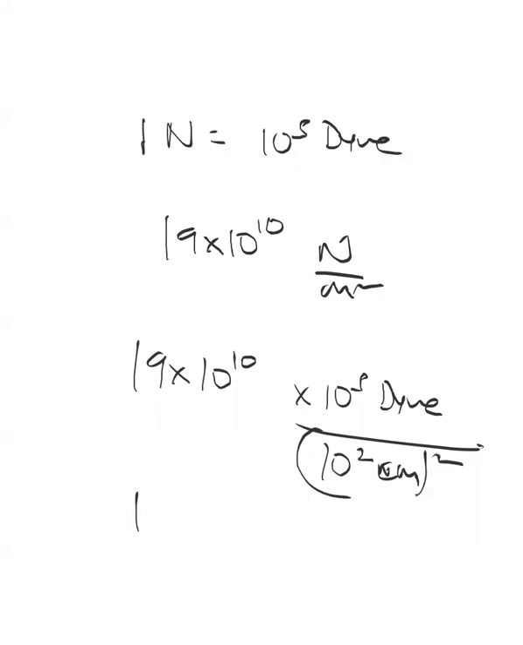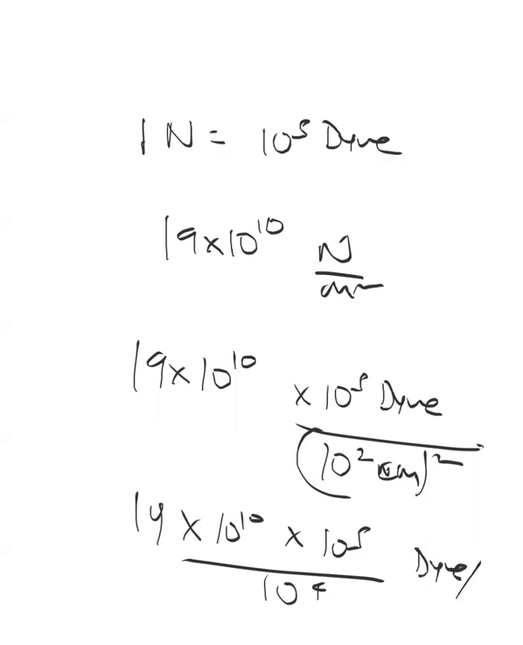So what will happen now? 10 raised to 10, 10 raised to 4 dyne per centimeter square. Now you can understand what is the answer. This will cancel and this will become again 19 10 power 11 dyne per centimeter square. Got it or not? The dyne is nothing but the CGS unit of force. And 1 Newton is 10 power 5 dyne, that you should know.